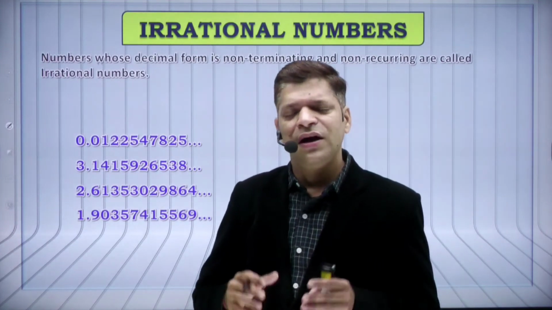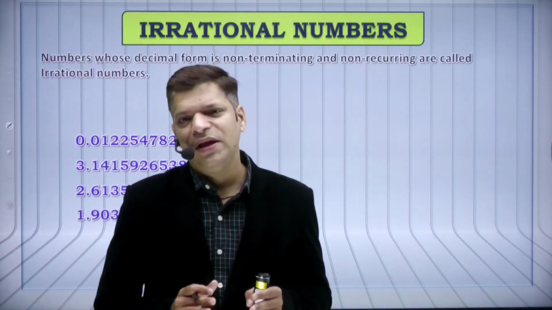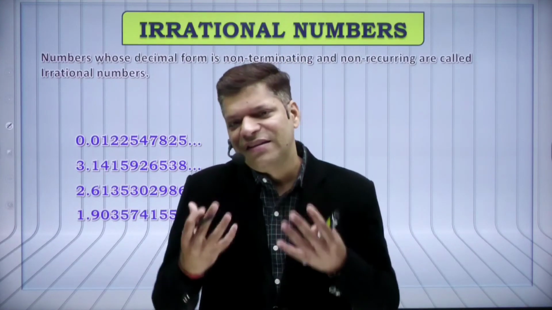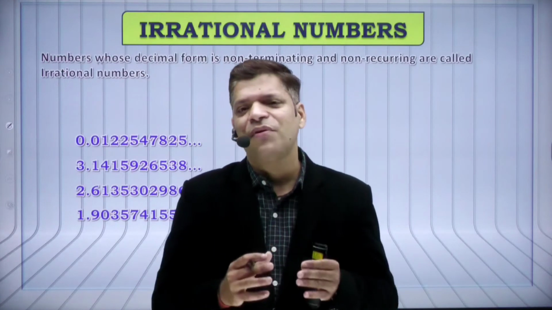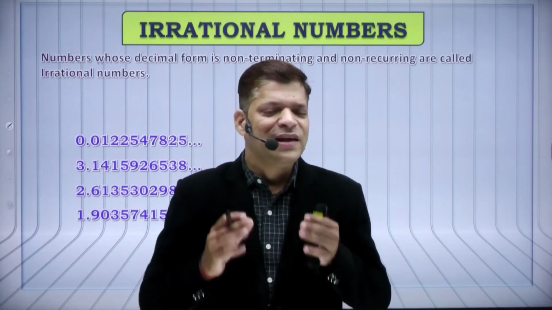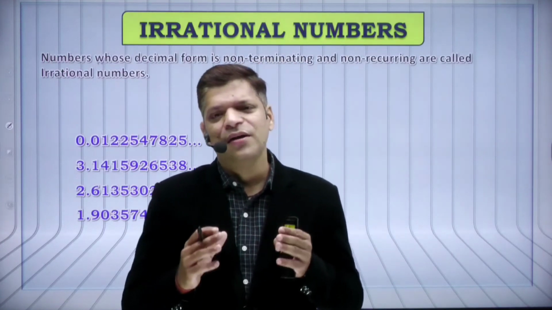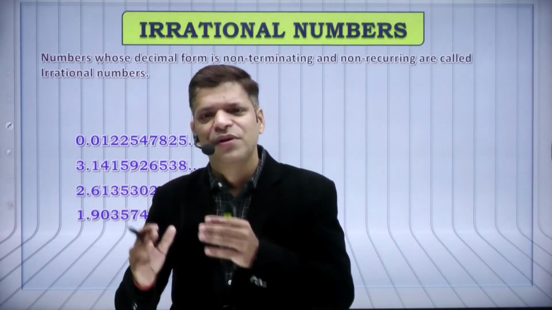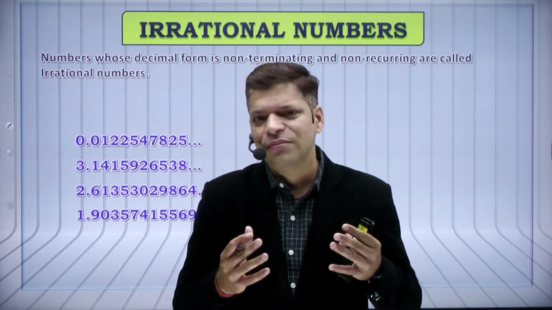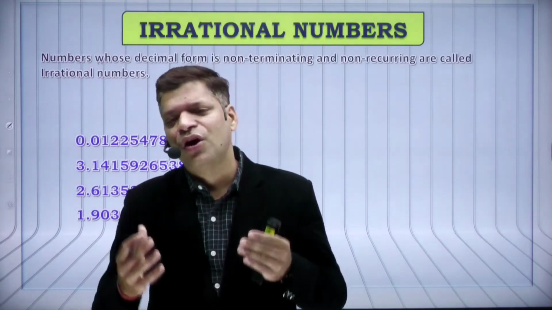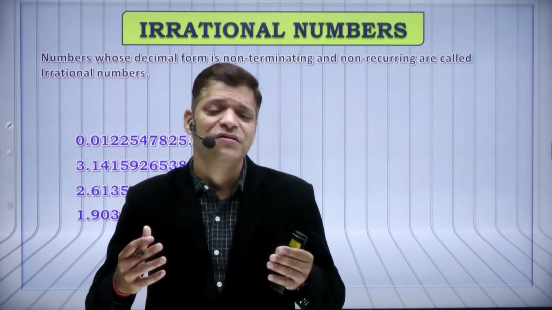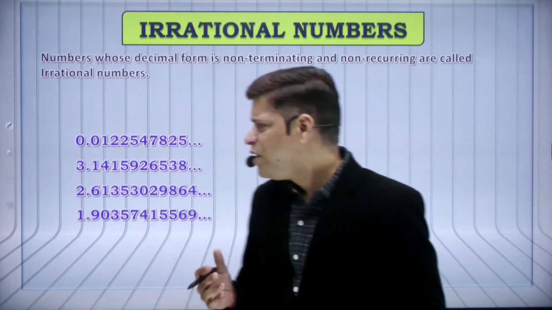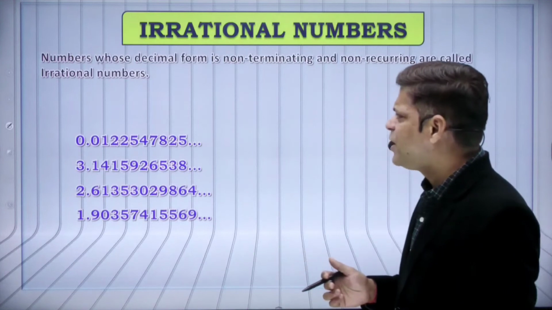So whenever a number is given in the form of p by q, we find its decimal form, and with the help of the decimal form we can easily define which are rational numbers and which are not rational numbers, that is, which are irrational numbers. Very easily we can define it.